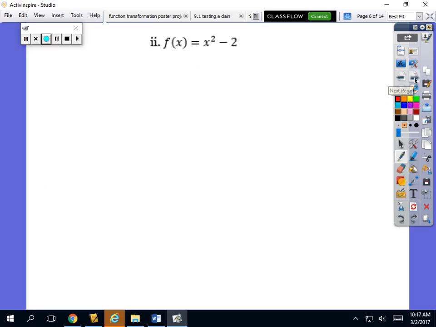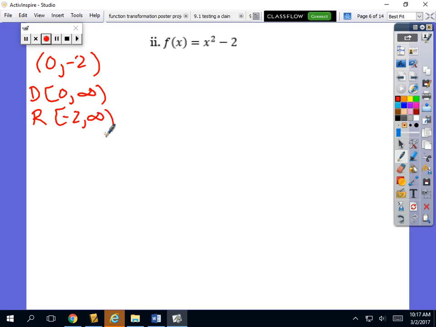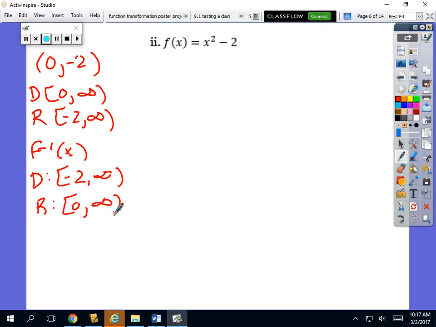The next one, you have f of x equals x squared minus 2. The vertex is going to be 0, -2, so your domain of f of x is 0 to infinity, and the range of f of x is going to be -2 to infinity. And for your inverse, those are just going to be switched. Just switch the domain and range. Okay, then I need to find the inverse. Change that to a y and switch your x and y.